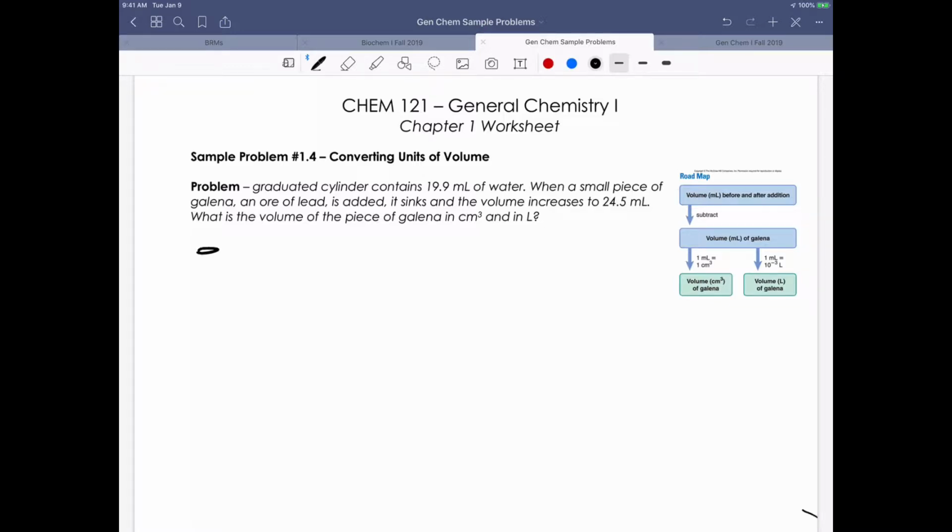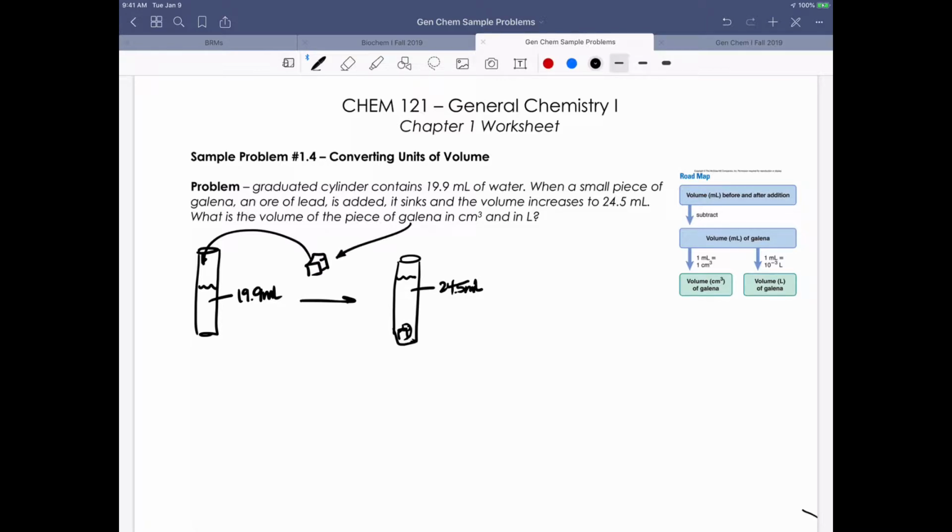So for this problem, we're going to have a graduated cylinder here that has some water in it. And it has 19.9 milliliters of water. We're going to add a little piece of metal into our graduated cylinder. And then when the graduated cylinder now has our water and our little piece of metal, the volume is now 24.5 milliliters. What we can do is take the difference in these two measurements of water, this displacement of water, and use that to determine the volume of an irregular piece of metal.